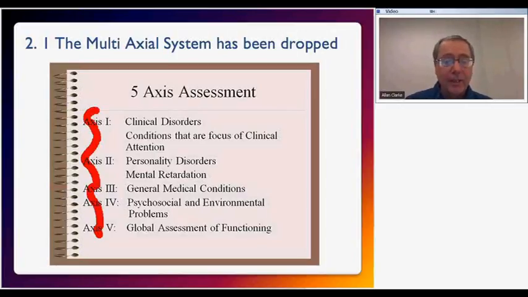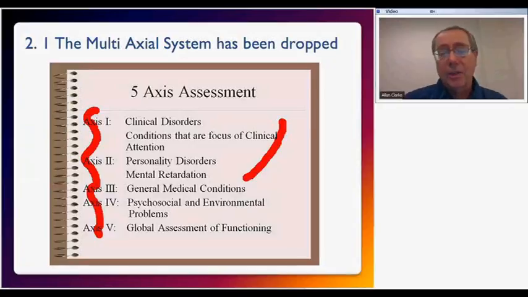But also we've got things like the separation of Axis 1 and Axis 2. It seemed to imply that somehow an Axis 2 disorder was less relevant than an Axis 1. It kind of had a different status. And that didn't make sense, so they put them all together.